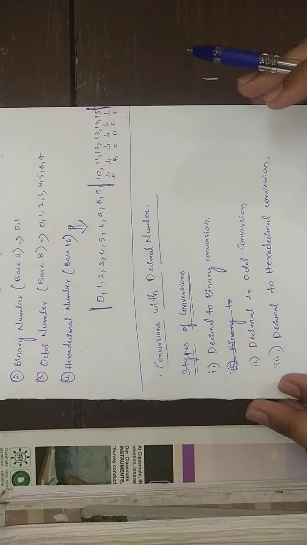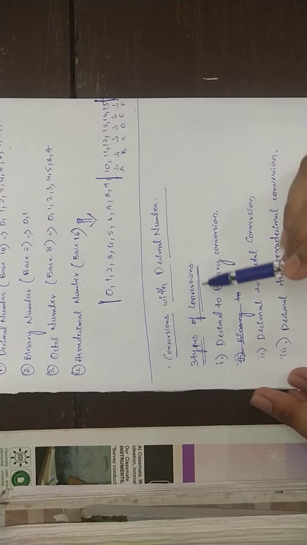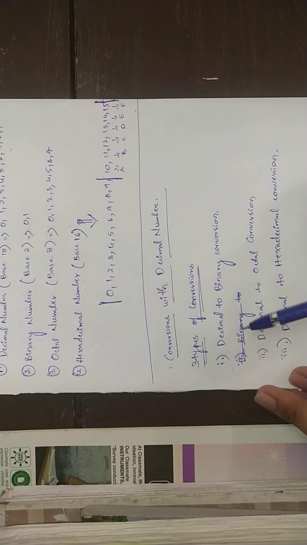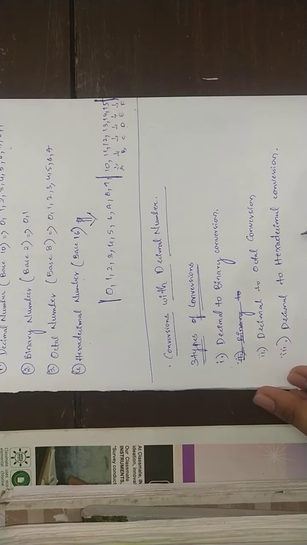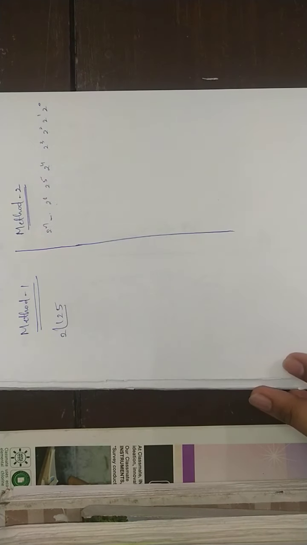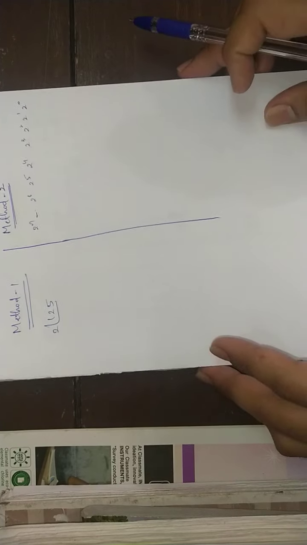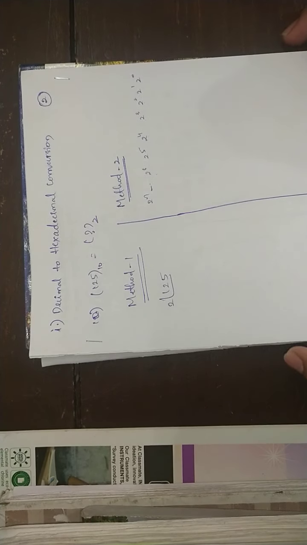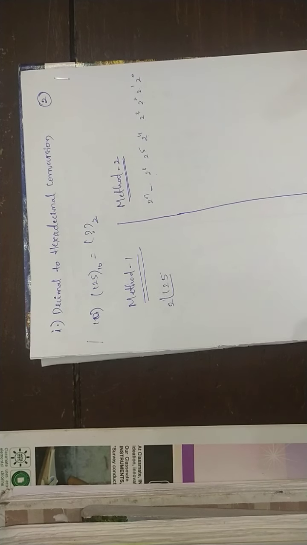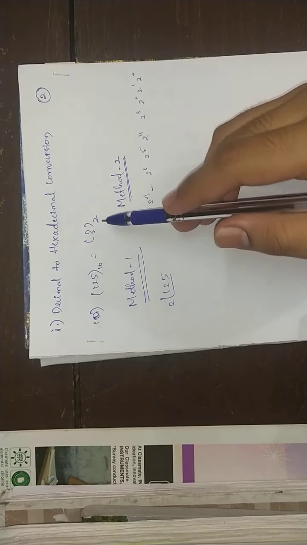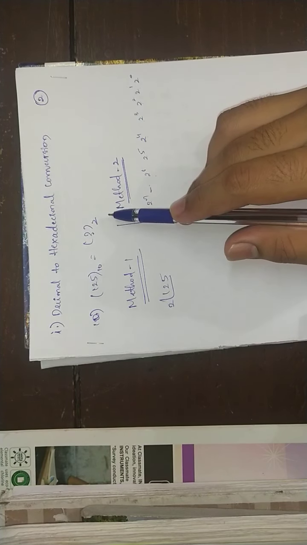Now I am going to tell you about the conversions with decimal number. There are three types of conversions: decimal to binary conversion, decimal to octal conversion, decimal to hexadecimal conversion. Now I am going to tell you about decimal to binary conversions. Okay, the question is 125 base 10 is equal to how much of base 2?